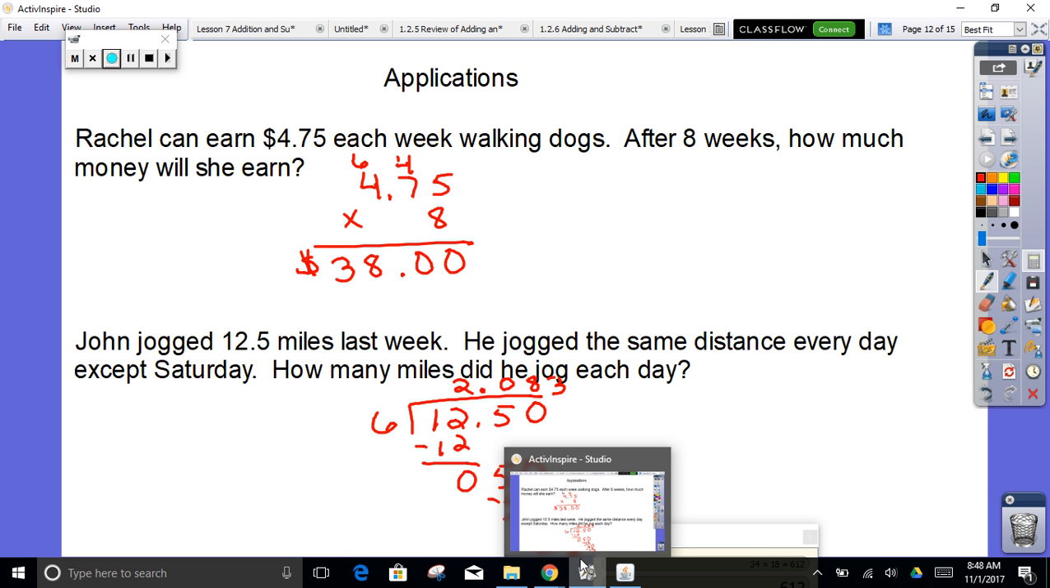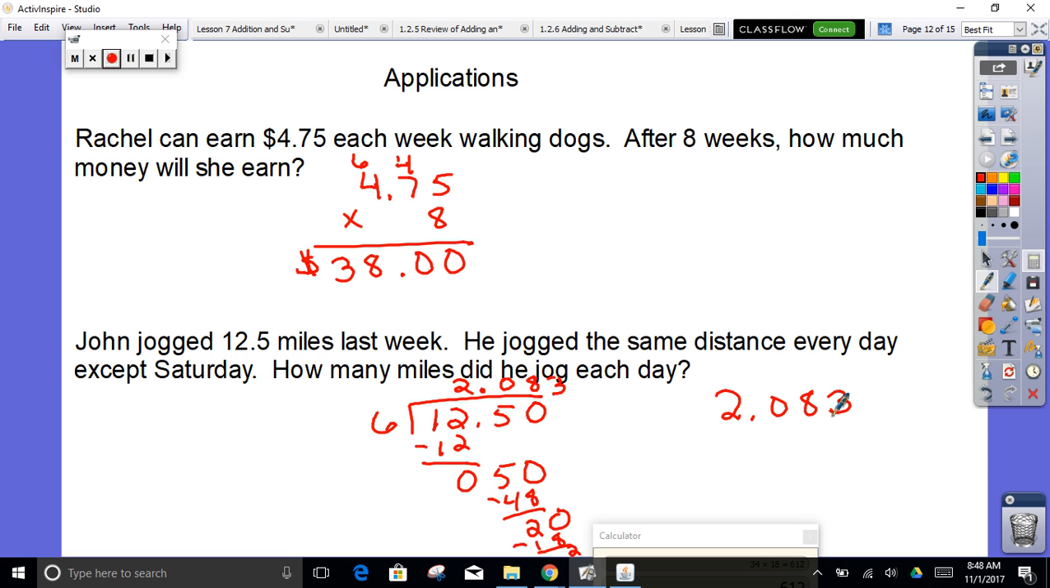So what's going to happen there? It's going to keep repeating. So in this case, you could say he jogs 2.083 repeating miles. Or in this case, I would probably allow you to round it off and say something like he jogs about 2.1 miles each day or 2.08 miles each day. Okay, any questions?